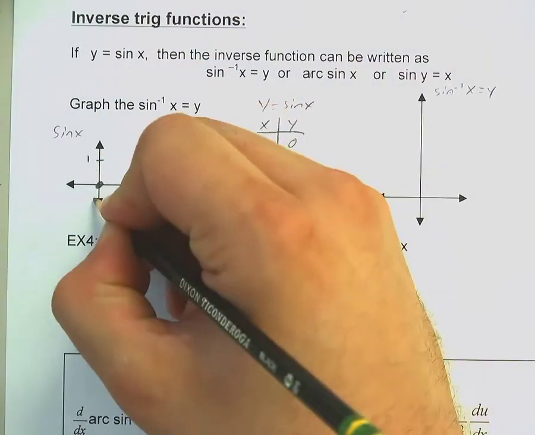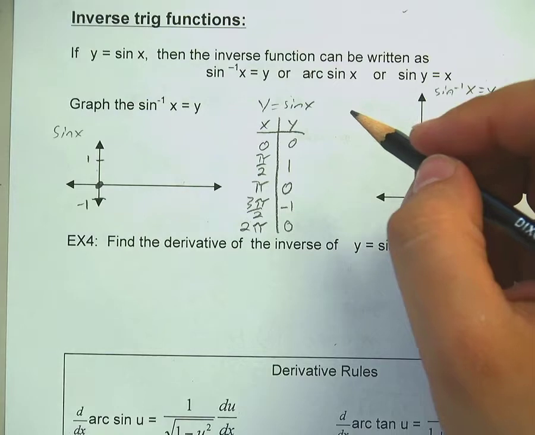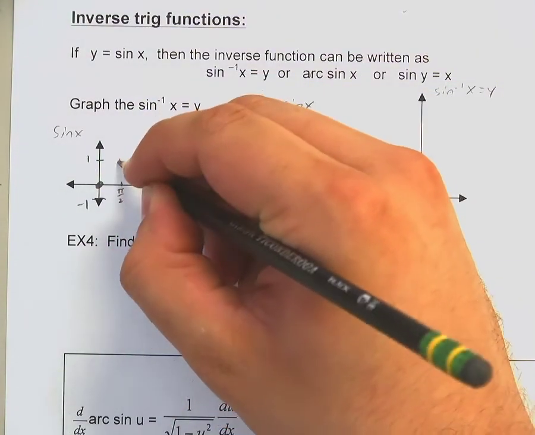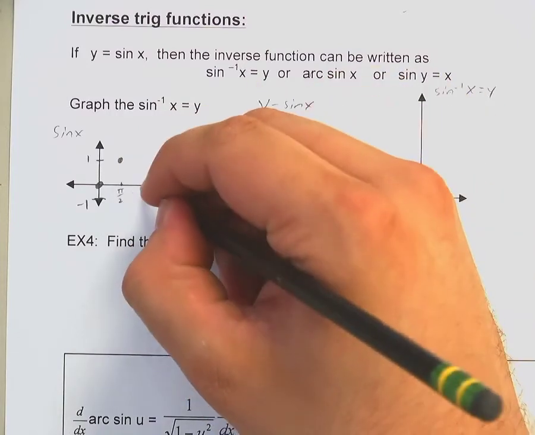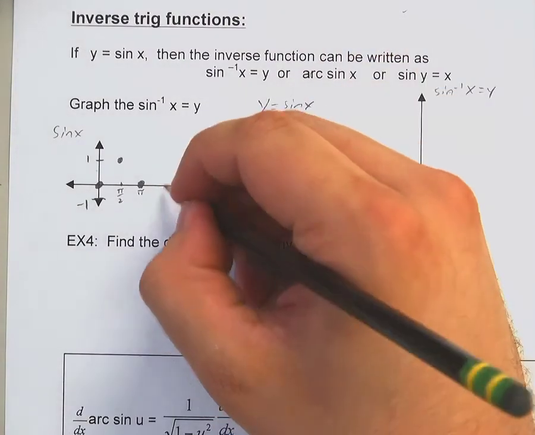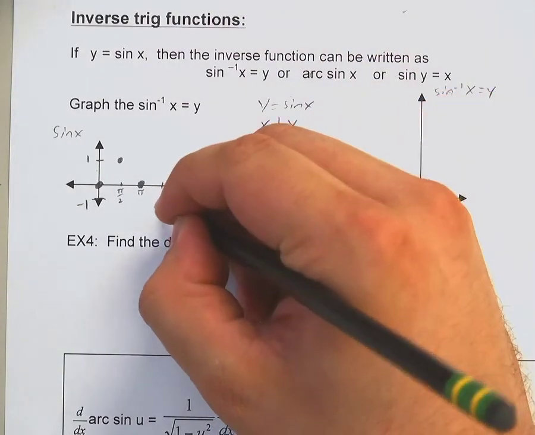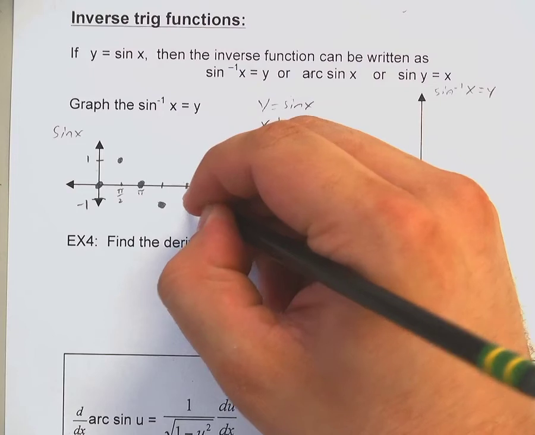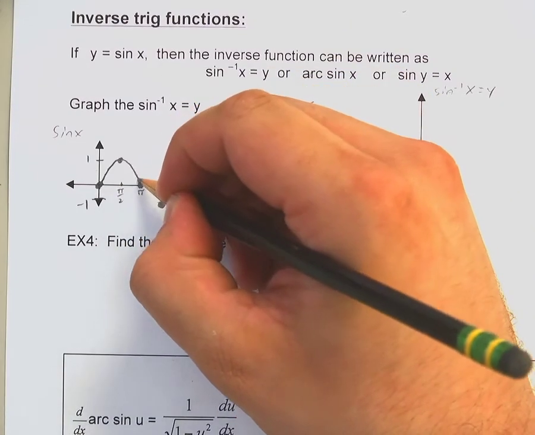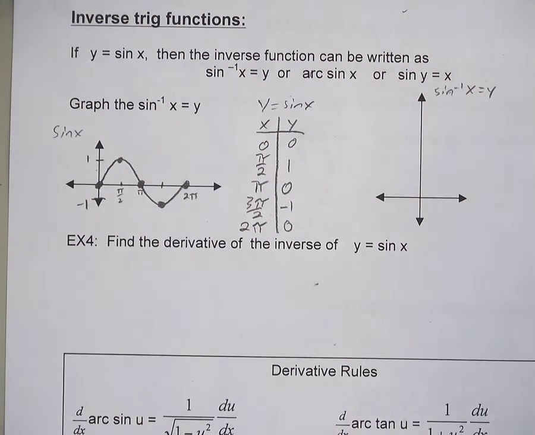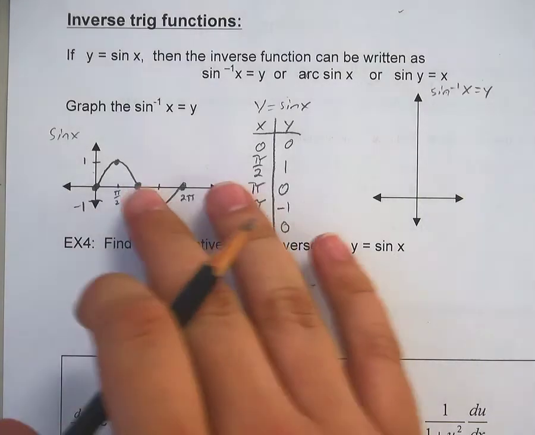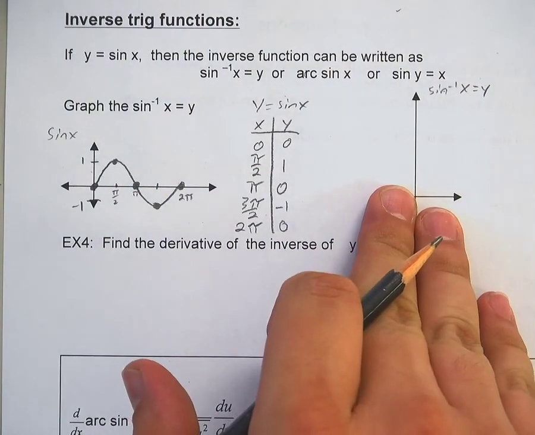We'll go to 1 up here, negative 1 down here. 0. Pi over 2 is 1. Pi is 0. 3 pi over 2 is negative 1. And 2 pi is 0. So you get the sine wave, right? That's just a sine wave. That's nothing new to us. And we're going to inverse that over here.